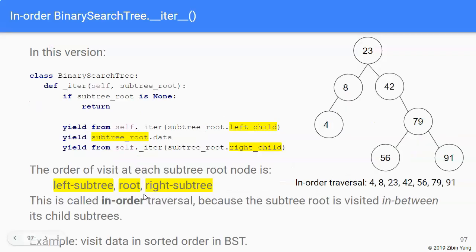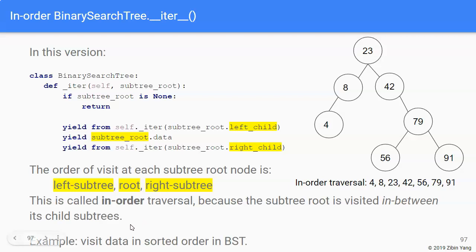So this is called the in-order traversal because the subtree root is visited, or the subtree root's data is yielded, in between the left child subtree and the right child subtree. So the most common example of doing in-order traversal is to visit all the data in a binary search tree in sorted order, as we just mentioned.